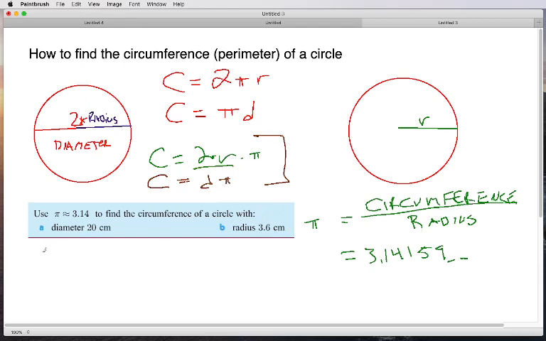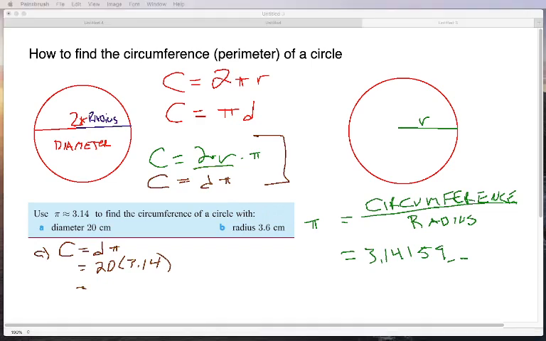So in this question A, they want to find the circumference of a circle with one of these formulas, and they gave us the diameter. So it's easiest if we use the formula with the diameter, which is d times pi, which is equal to 20 times 3.14 in this case, okay? So if we do that, we should get a value of 62.8.